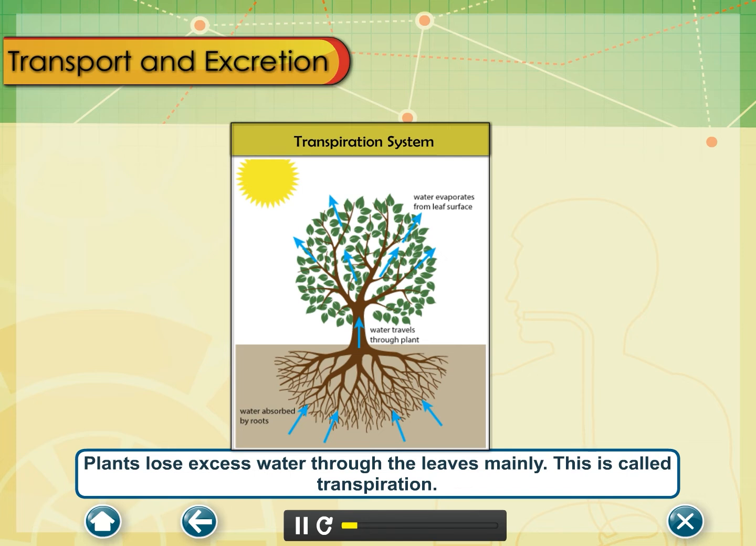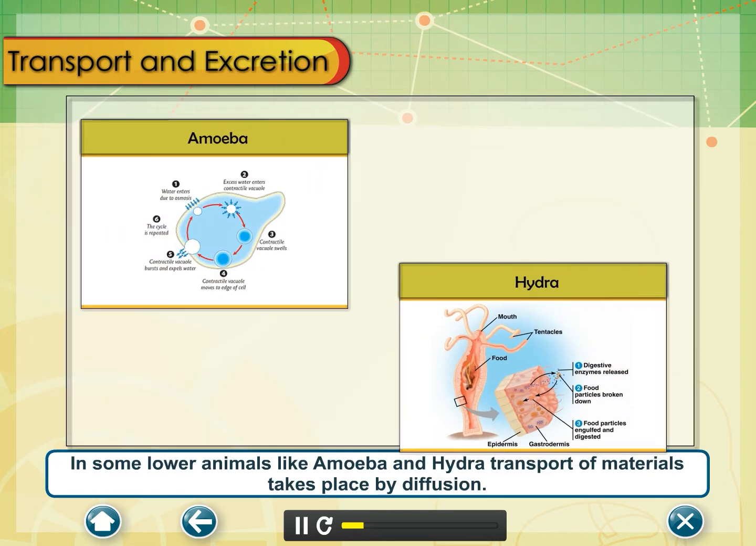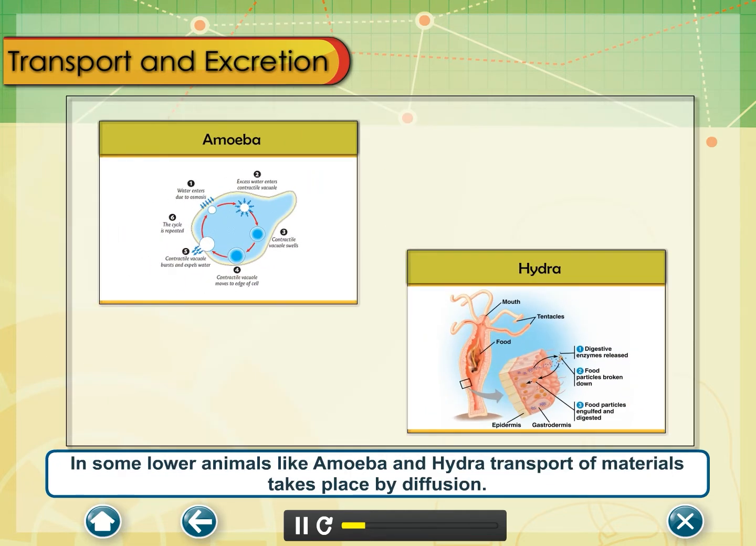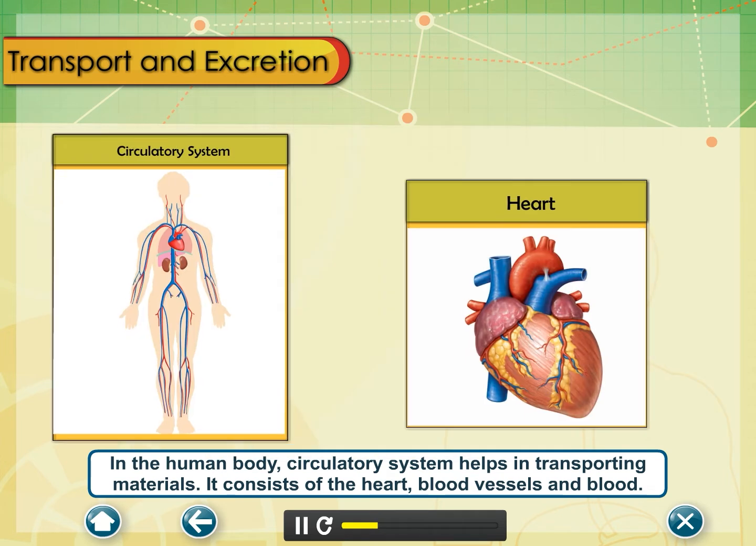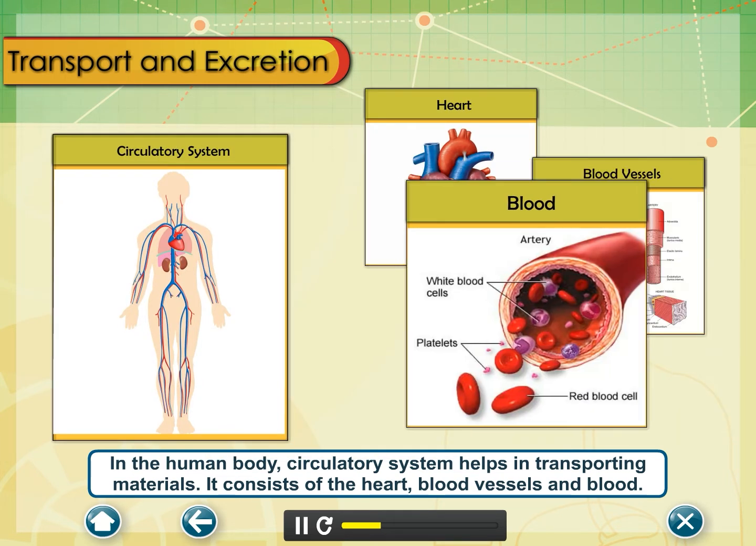Plants lose excess water through the leaves mainly. This is called transpiration. In some lower animals like amoeba and hydra, transport of materials takes place by diffusion. In the human body, the circulatory system helps in transporting materials. It consists of the heart, blood vessels and blood.